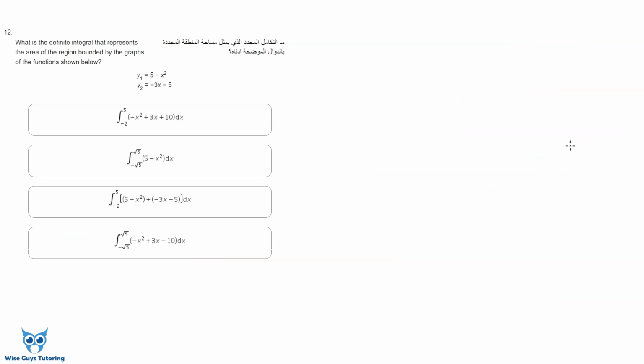Okay, what is the definite integral that represents the area of the region bounded by the graphs of the functions below? y1 equals 5 minus x squared, and y2 equals minus 3x minus 5. So when you're finding the area under a curve, I believe we've spoken about this in a previous question, which I'll put up again, the integral is what's required.